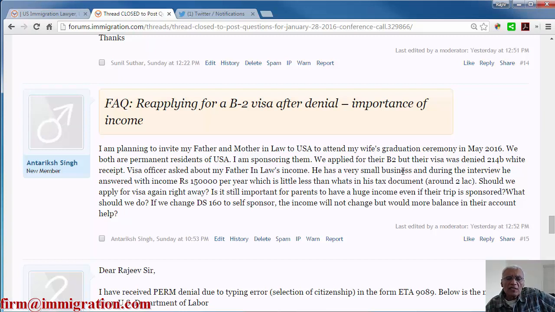Okay. Is it important for parents to have a huge income, even if their trip is sponsored? And the answer is no. Really, for a tourist visa, there is no requirement that either they be sponsored or they have huge income. This is an overall determination of the consulate's level of comfort with whether or not your applicants, your parents-in-law, have enough ties to India and enough motivation to return to India. And really, it's a judgment call.